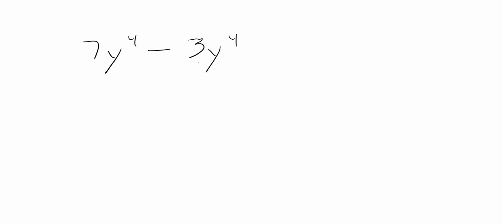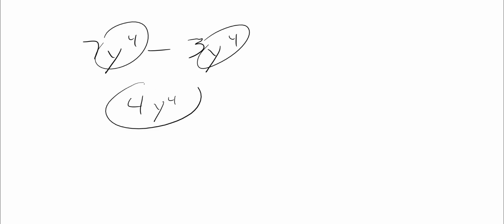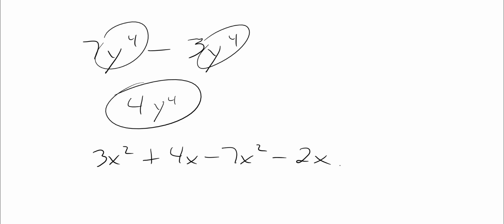You should say, oh, these are the same. So 7 minus 3, it's all you're doing really. 7 minus 3 is 4, and then it's 4y to the 4th. And that's your answer. Okay, it's pretty easy. So if you have multiple things, if I have like 3x squared plus 4x minus 7x squared minus 2x, what I always tell kids to do is you got to use colored pens or whatever, circle it, or you can do this.